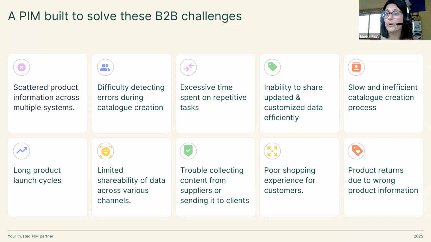We know that it can be difficult to not be able to share your product catalog internally or externally. So we've got tools and ways that you can easily just export and share your product catalog internally or externally. We understand that if you can't make easy updates to your product information, you're going to have a longer product launch cycle. And so our PIM can help you increase that launch cycle as well for your product catalog.